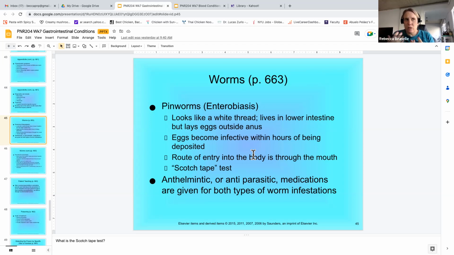In order to get infected with pinworms, you actually have to get the eggs in your mouth. So kids will scratch their butt or somebody else's butt, and then they'll put their fingers in their mouth. And that's how they get their worm infection. I know, it's gross. So there's something called the Scotch tape test, which is literally putting Scotch tape near their anus. And when you pull the tape off, you'll see the little worms on there. It's really, really contagious. It can spread through families or through daycares. And a lot of kids just kind of suck on their thumbs or their fingers. So that's how it spreads from kid to kid.